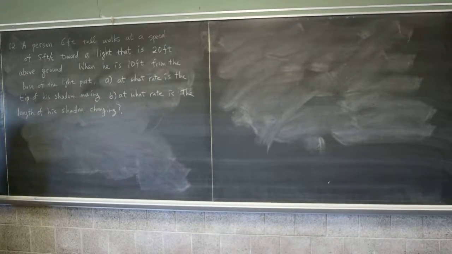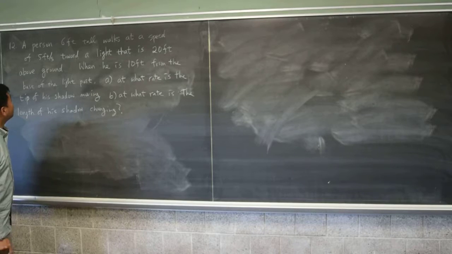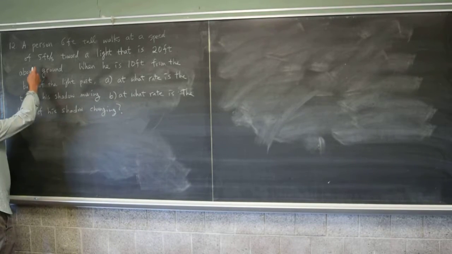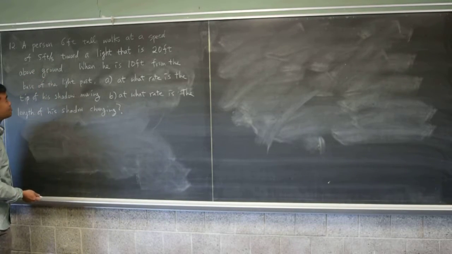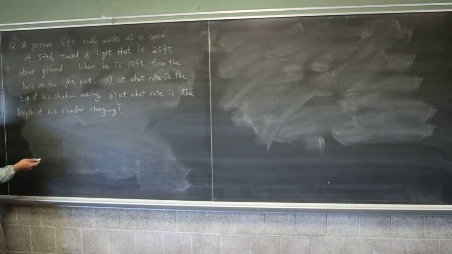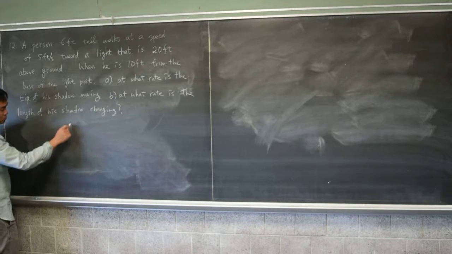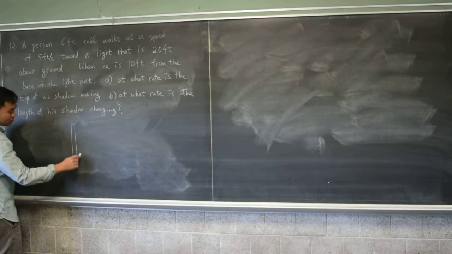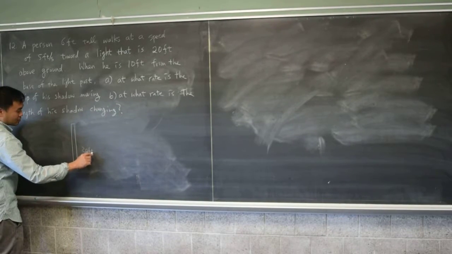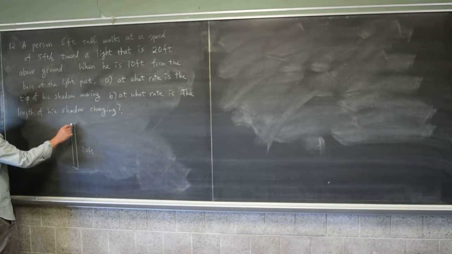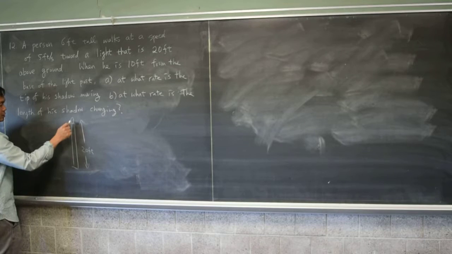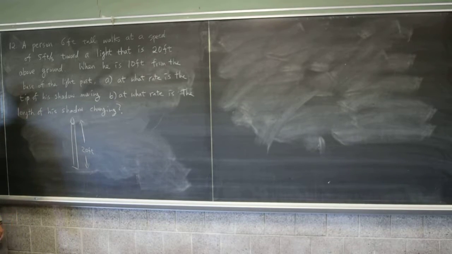A person 6 feet tall walks at a speed of 5 feet per second. Doesn't seem realistic, but let's just accept it. Toward the light that is 20 feet above the ground. So the picture is that you have a 20 feet lamppost. So there's a light source on the top, and then it's shining.